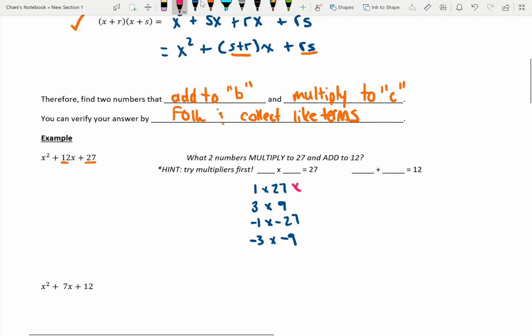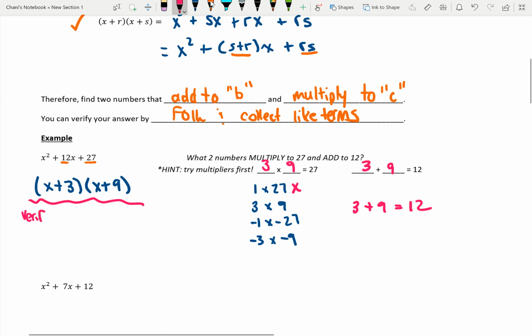Well, 1 and 27 doesn't, but notice that yes, 3 plus 9 adds to 12. Therefore, the numbers are 3 and 9. 3 times 9 is 27, and 3 plus 9 is 12. So that fits the factoring pattern. So we can factor this to x plus 3, x plus 9. All right, so let's verify by using FOIL. That's all the work you have to do, but now I'm just going to show you why this works.